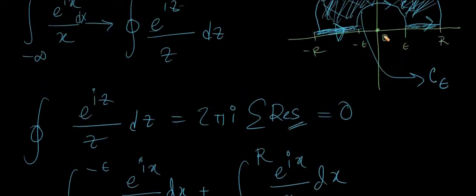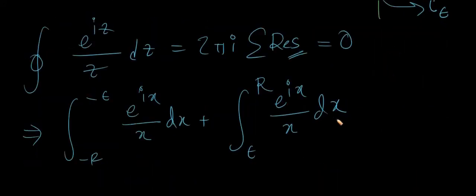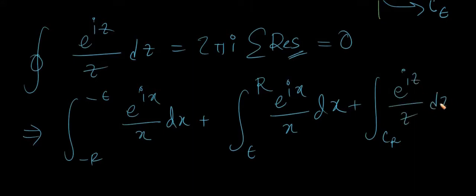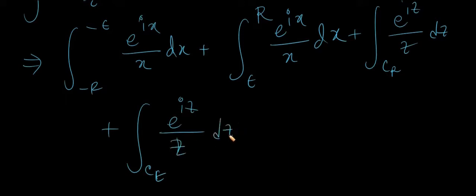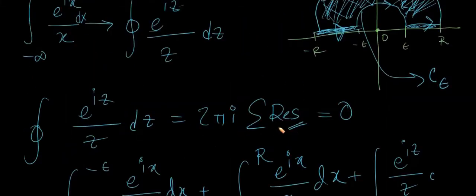Now for the smaller circle and this larger circle, we'll have this larger circle thing. Here you will have e^(iz)/z dz, and finally you will have this smaller circle C epsilon. Again this will be e^(iz)/z dz, and this is equal to 0, right?